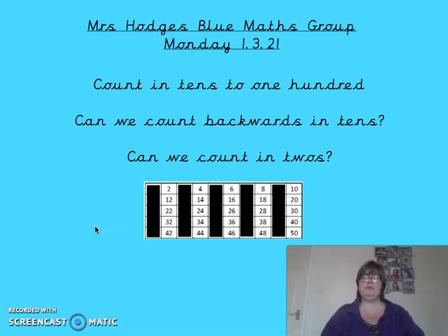So if you did find that tricky, pause me, stay on this screen for a little while and practice your counting in twos. Remember, you've also got that dance from last week, the Counting in Twos dance, that you can have another look at on YouTube if you need to practice a little bit more. Okay, now let's move on and see what we're learning about this week.